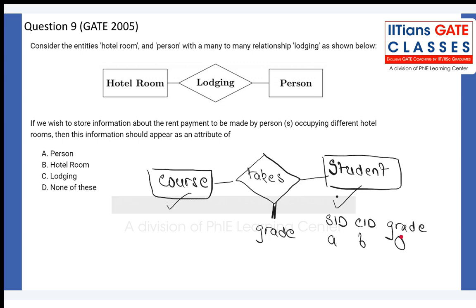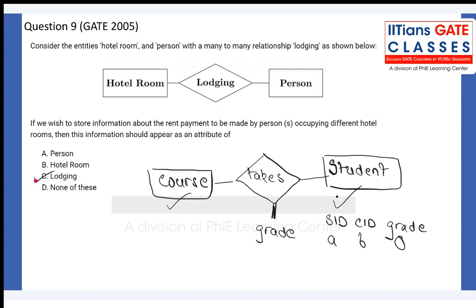So it's always good to keep relationship attributes, which are part of the relation, in the relationship, not in either of the entities. It's always better. I'm not saying it is mandated, there's nothing like that. It's your choice, but it's always preferred to keep it in the relationship. So in this case, it should always appear as an attribute in lodging.